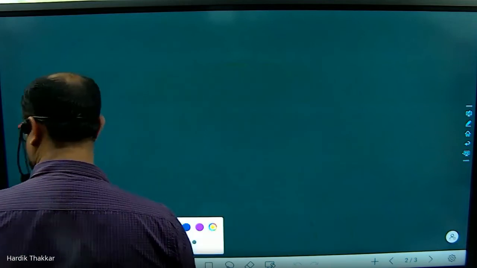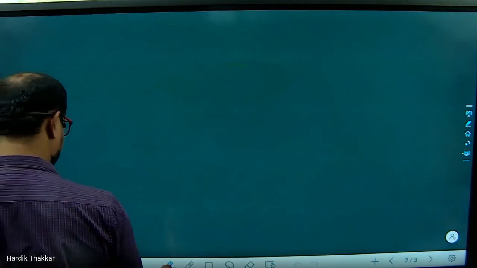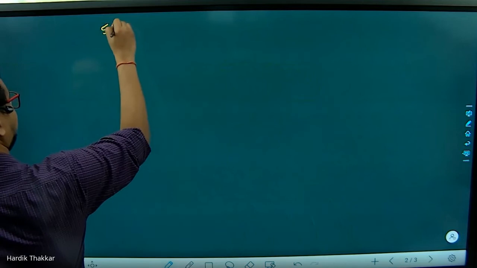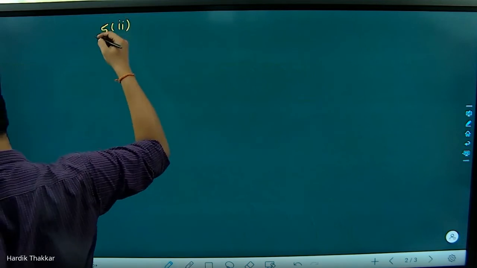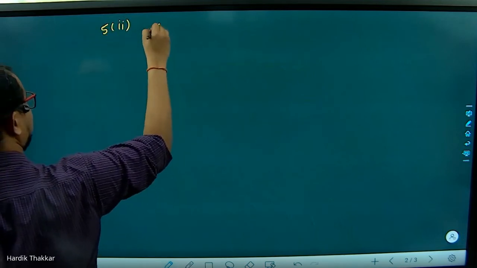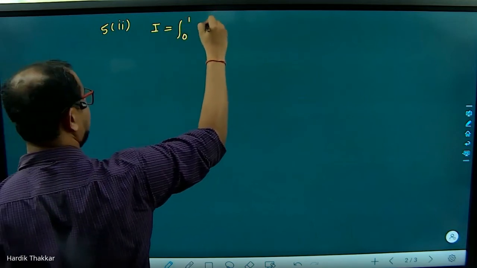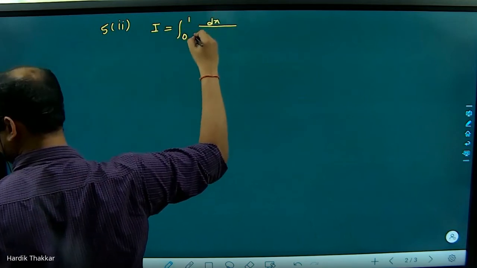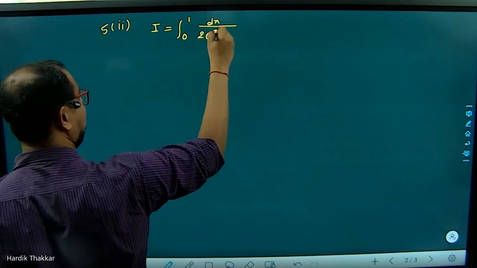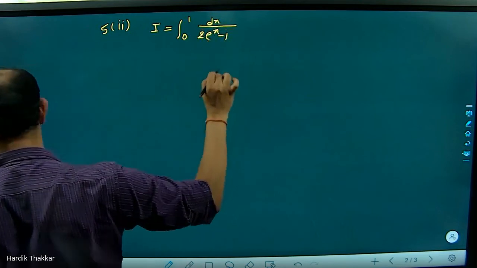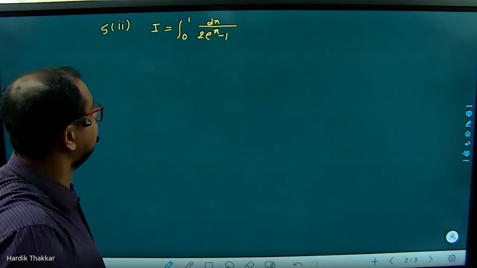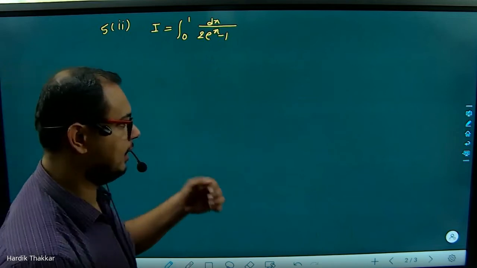Yes. So next, the second part of question 5: I is equal to integral 0 to 1 dx upon 2 e raised to power x minus 1. That's it. Okay. So how can we integrate this?